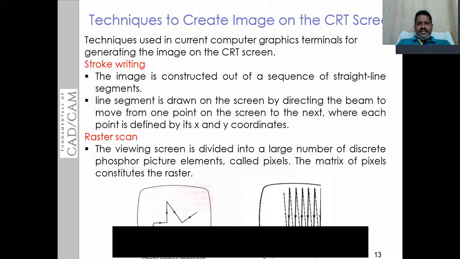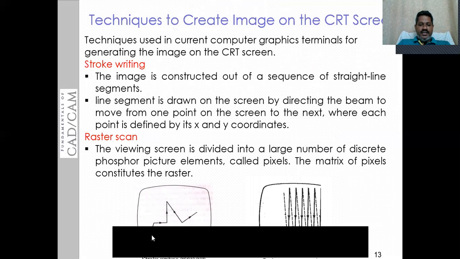There are two different techniques to create an image on the CRT screen. One is stroke writing, the other one is raster scan. In the case of stroke writing, the image is constructed out of a sequence of straight line segments. The stroke writing is shown in this figure.